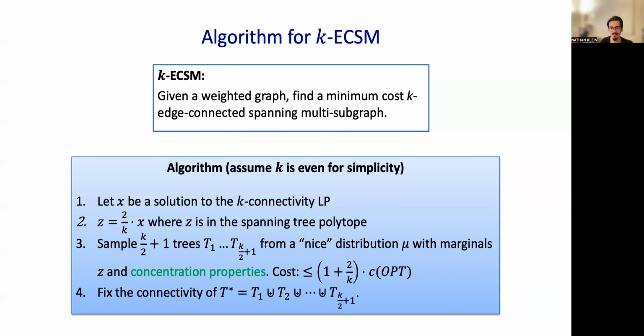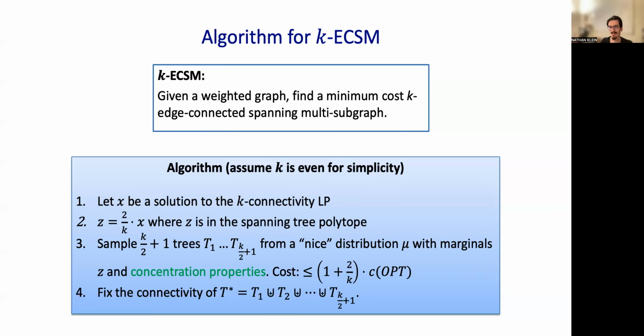Now let T star be the disjoint union of these trees. This is not quite a solution, right? We're going to have to patch up the cuts which have fewer than k edges in T star. But basically, step 4 is to somehow do this in a way which is not too expensive.